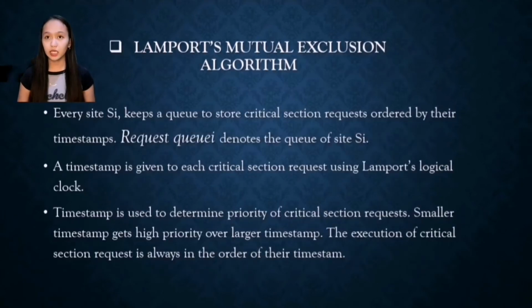Every site Si keeps a queue to store critical section requests ordered by their timestamps. Request queue i denotes the queue of site Si. A timestamp is given to each critical section request using Lamport's logical clock. The timestamp is used to determine the priority of critical section requests. A smaller timestamp gets high priority over a larger timestamp. The execution of critical section requests is always in the order of their timestamps.